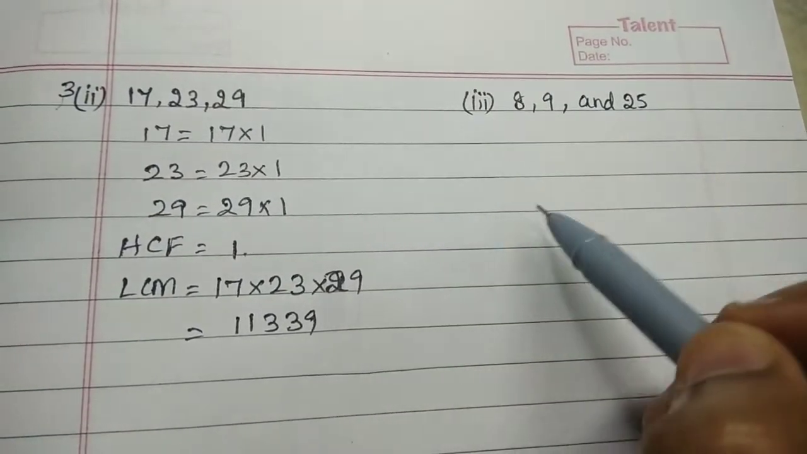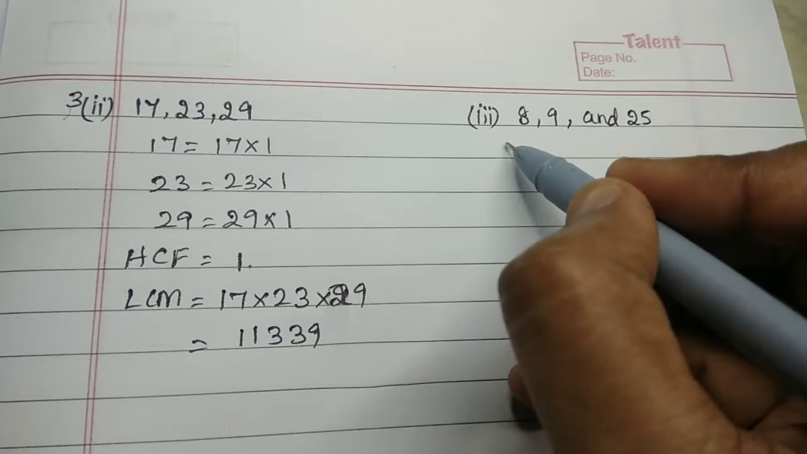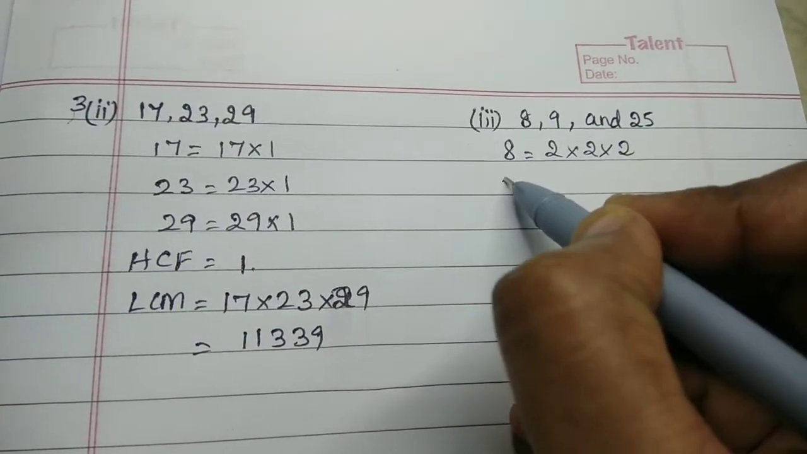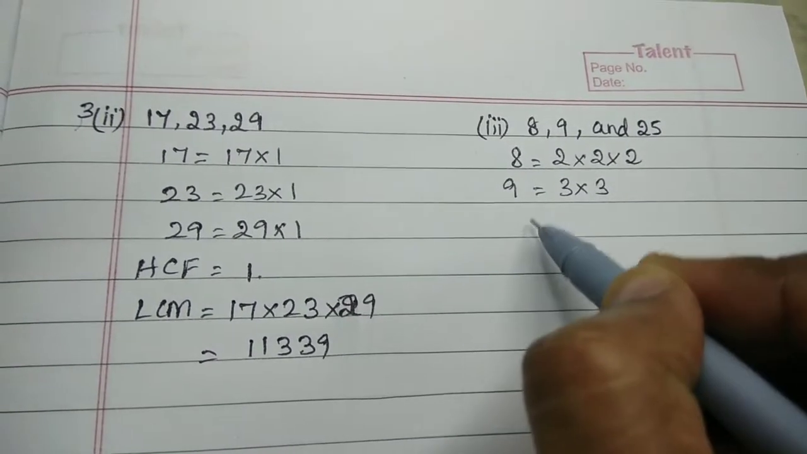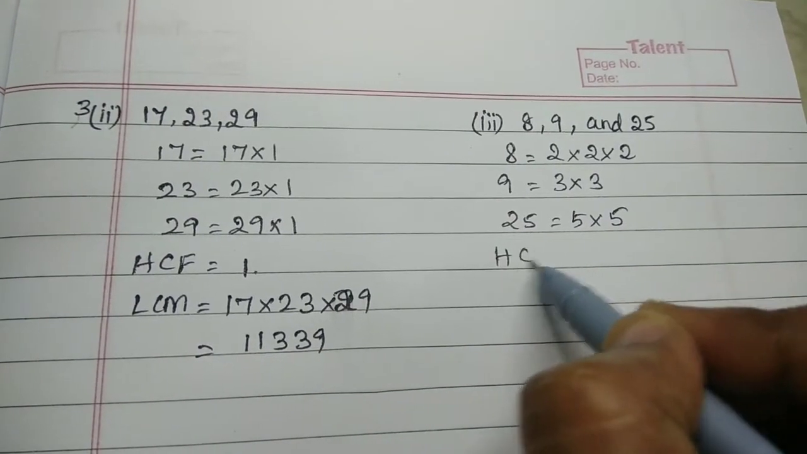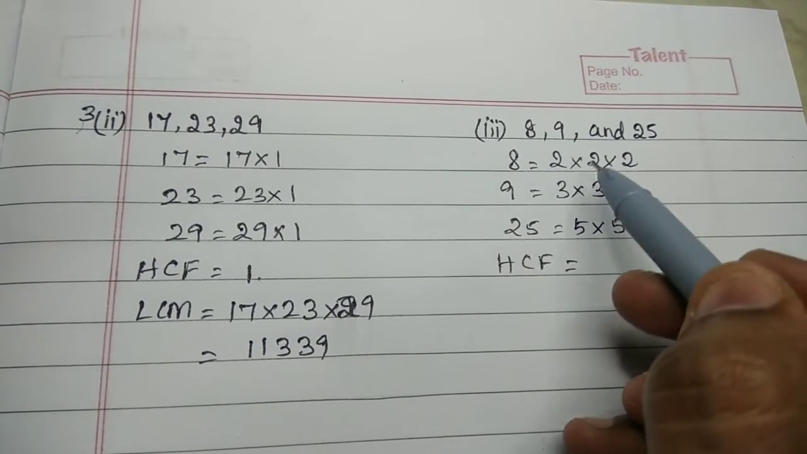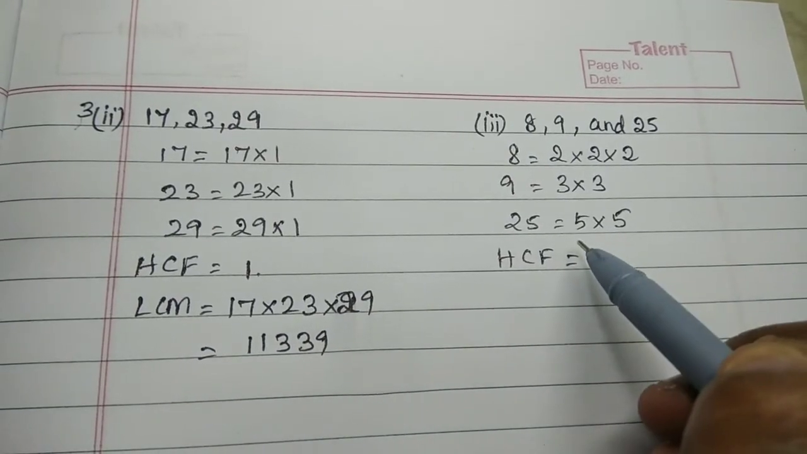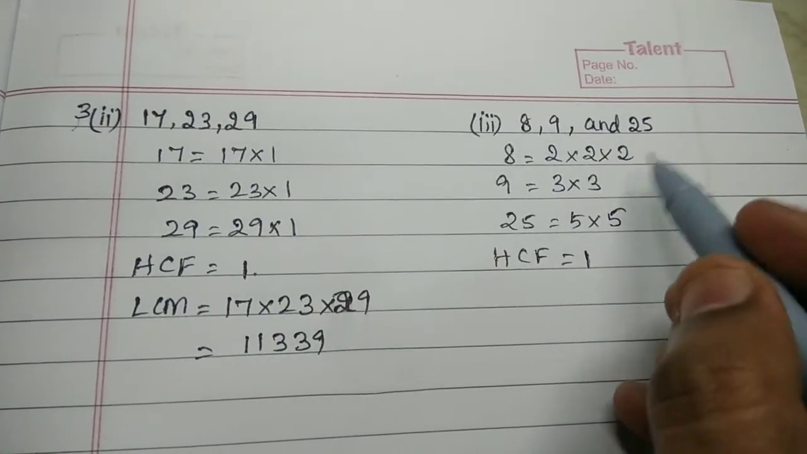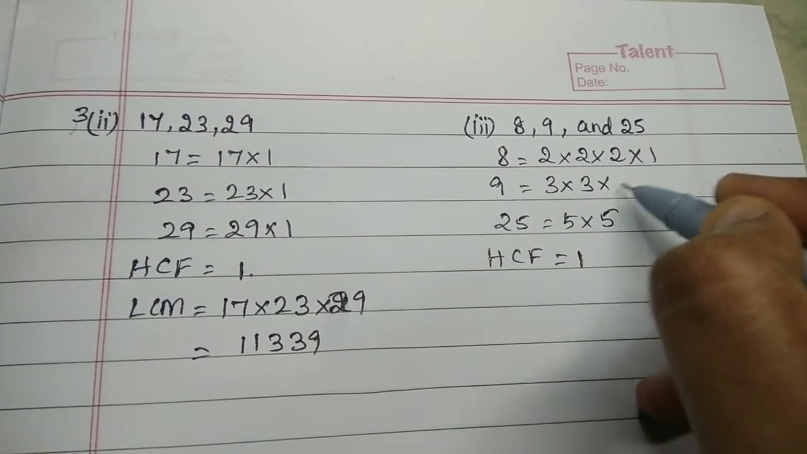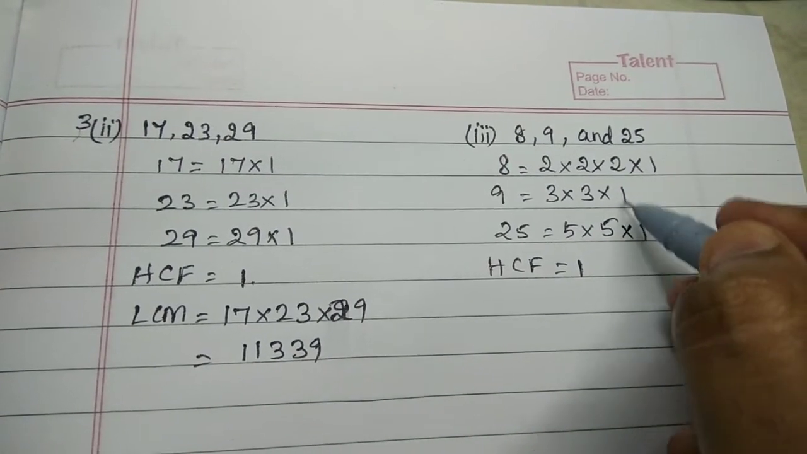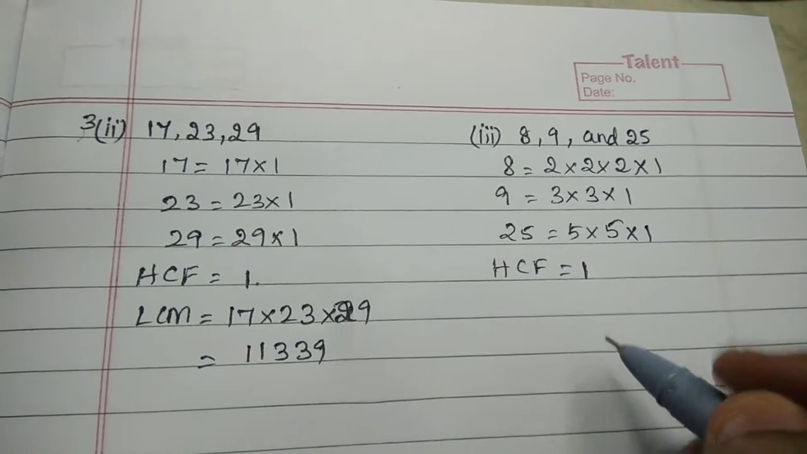Let's solve the third subdivision from the third question. So 8 can be represented as 2 into 2 into 2. 9 as 3 into 3. 25 is 5 into 5. Now find the HCF. Do you have any common factors in all the three numbers? No. So HCF will be 1. You can simply multiply all these products into 1, right? So 1 is the common number and you get 1 as the HCF.